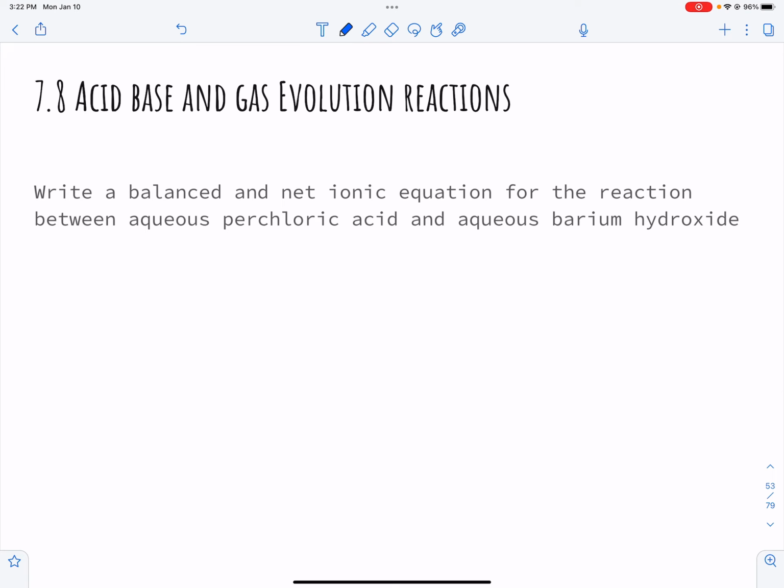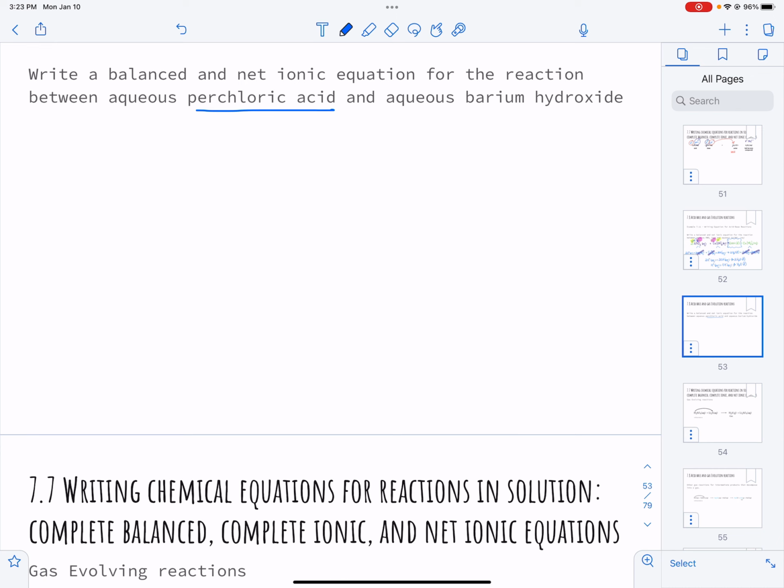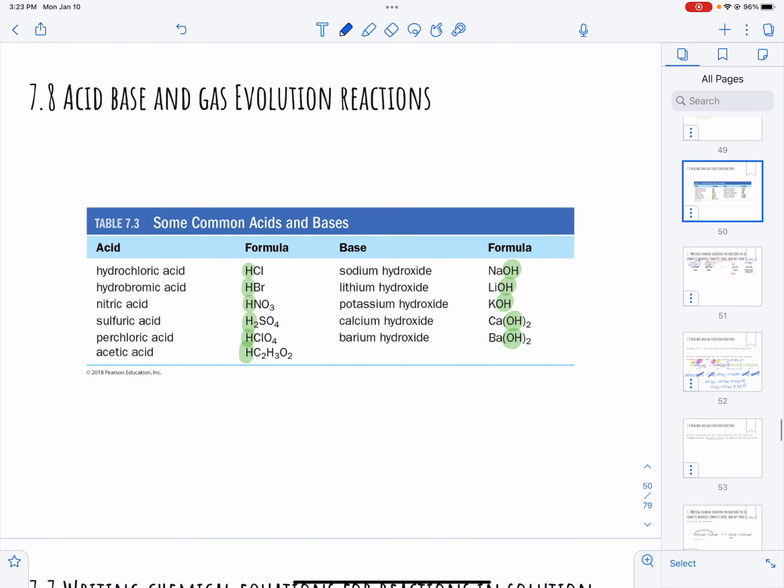So here's another one, okay? You can pause here, try this one on your own, or go through and listen to me do it. Write the balanced and net ionic equation for the reaction between aqueous perchloric acid and aqueous barium hydroxide. So perchloric acid, you're like, I don't know what that is. Well, that's why I gave you this table. So we can go look.